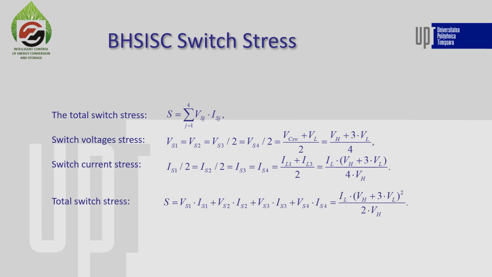But finally, the total switch stress results in a lower stress than the conventional buck-boost converter, even if it has 4 switches in comparison to 2 switches of the conventional buck-boost converter. This converter has a smaller total switch stress, which we might expect to result in either cheaper switches or a better efficiency because of the switches.